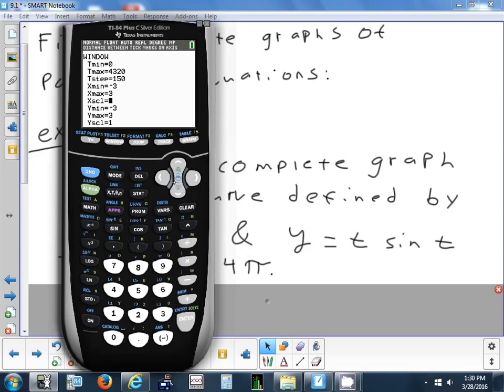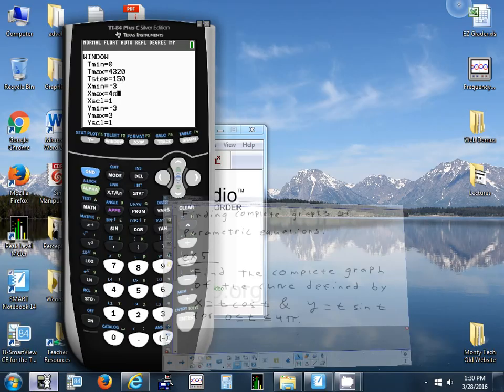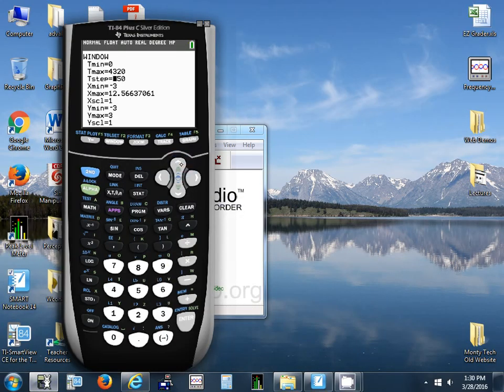All right, so let's set that. 4 pi. Now, yes, I got to switch to radians, thank you. What's the lowest cosine hits? -1 times the biggest value we could have for t is 4 pi. Negative 4 pi. So we know we're between -4 pi and 4 pi for x. You can just type in 12.56. That'd be close enough.